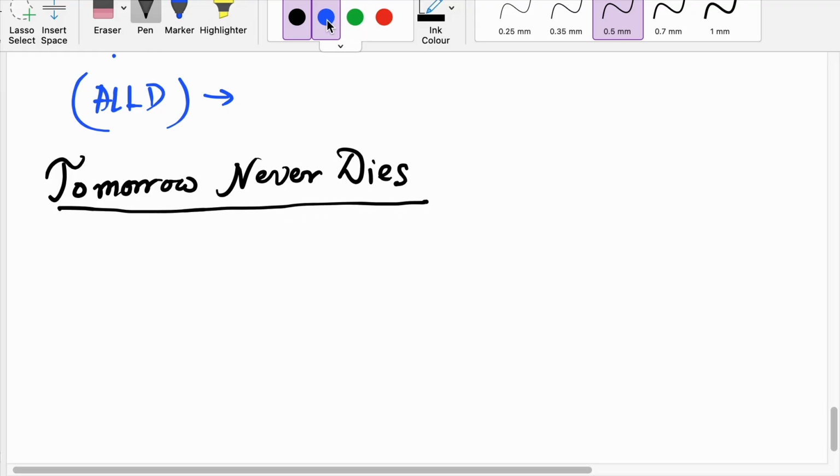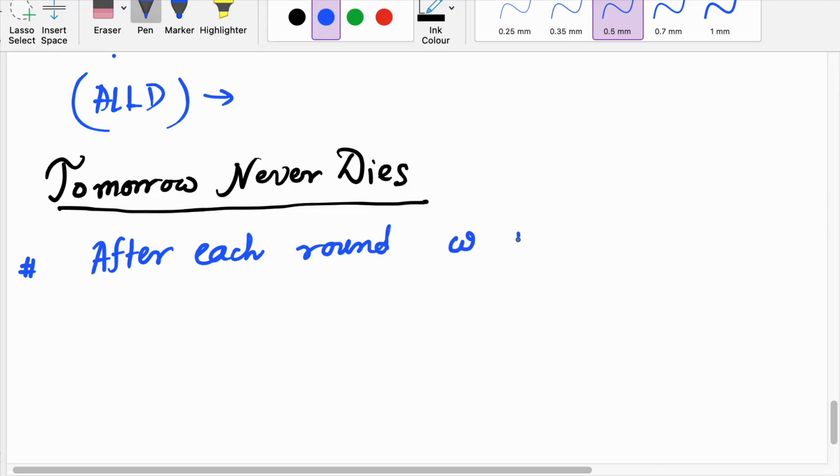Now instead of thinking that we will have a particular m number of interactions, let us think of it differently. Rather than a fixed number of rounds, suppose that after each round, w is the probability of happening of the next round.